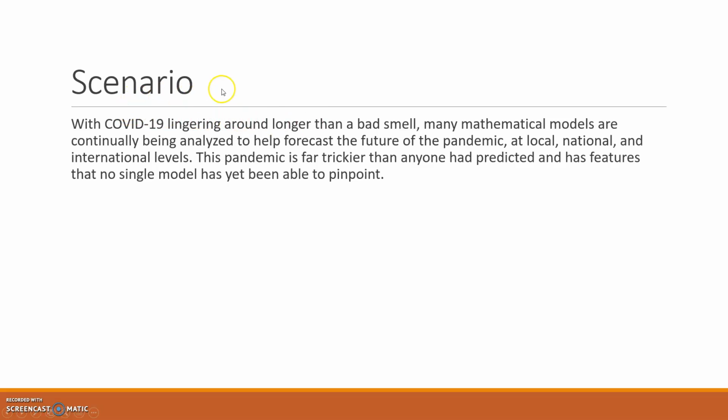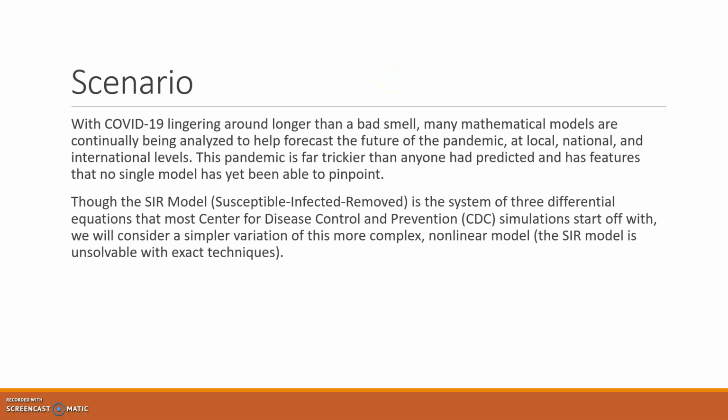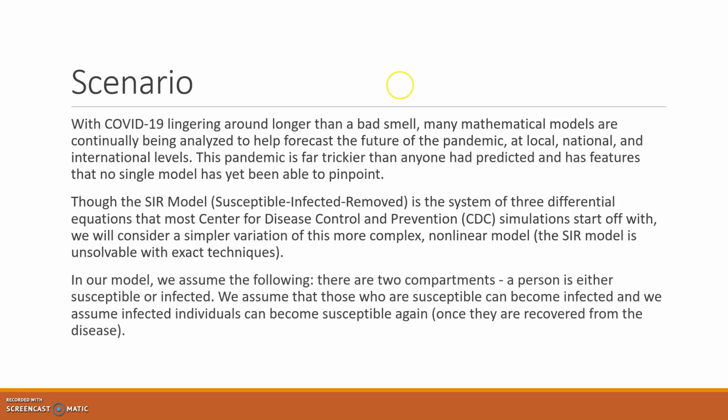But here's the scenario. With COVID-19 lingering around longer than a bad smell, many mathematical models are continually being analyzed to help forecast the future of the pandemic at local, national, and international levels. This pandemic is far trickier than anyone had predicted and has features that no single model has yet been able to pinpoint. Though the SIR model is a system of 3 differential equations that most Center for Disease Control and Prevention simulations start off with, we will consider a simpler variation of this more complex nonlinear model.